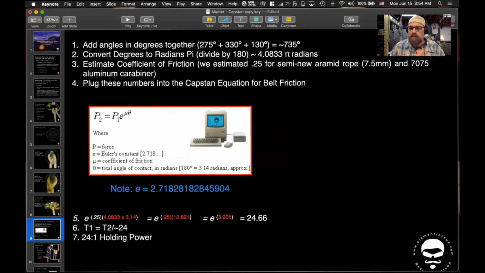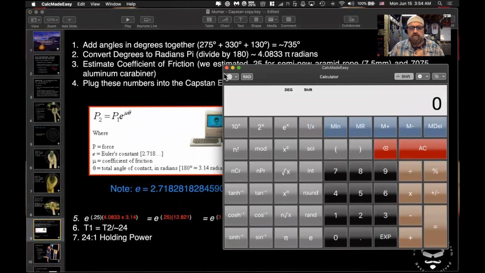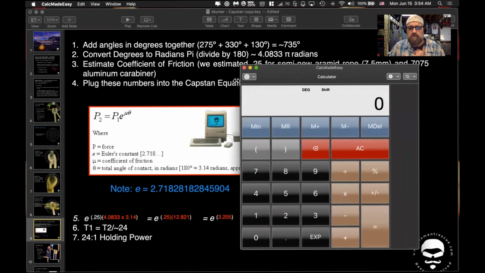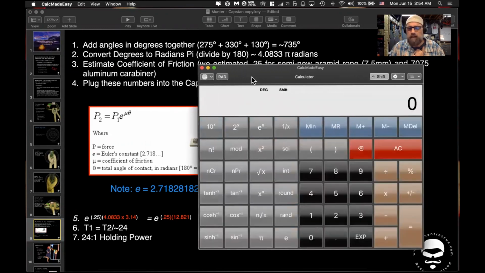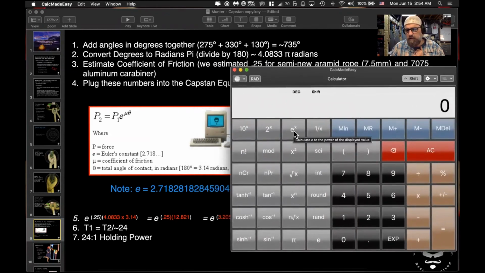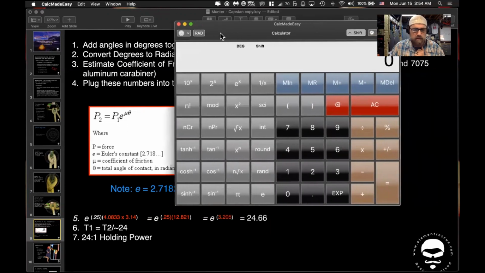So I'm going to bring a calculator over. Most calculators have some capability of doing Euler's, or some sort of scientific capability. This is from Calc Made Easy. It's free. You can get a free one on any of the app stores, but the ones that come on your Macintosh or whatever system you're using usually have it. What we're worried about is this sign right here, which is the E as in Euler's constant, and the X. The X is what we're going to be plugging in for the exponent.